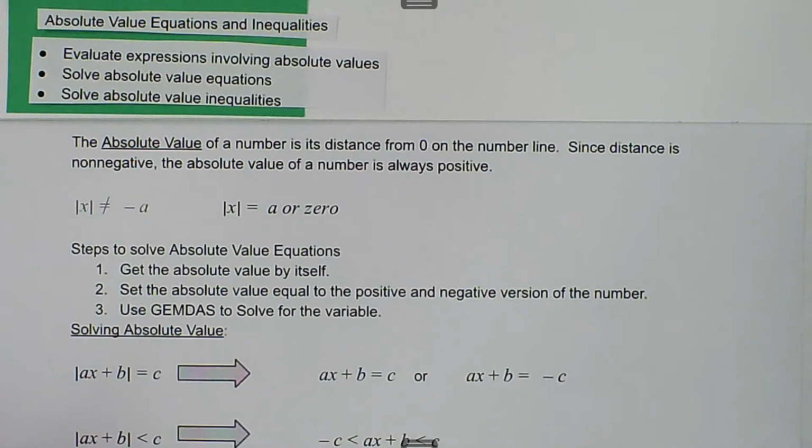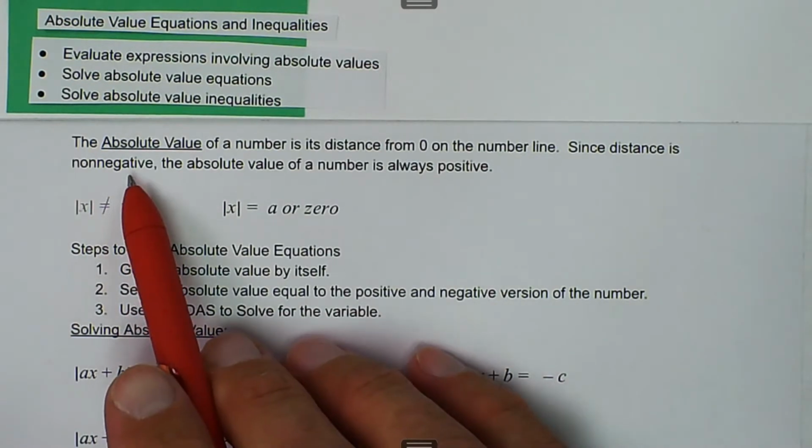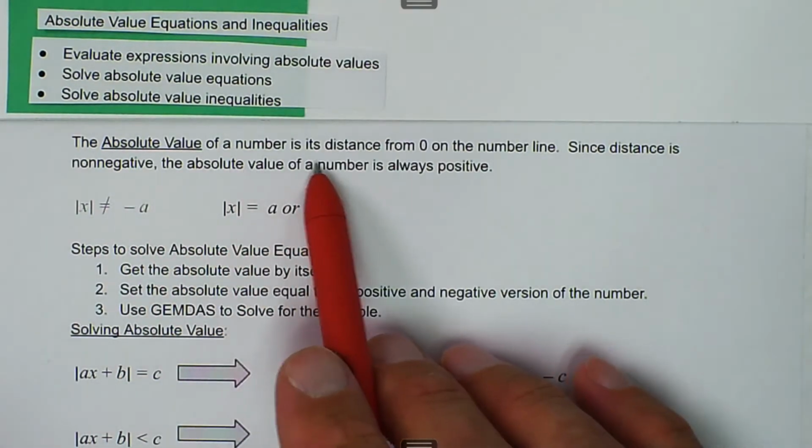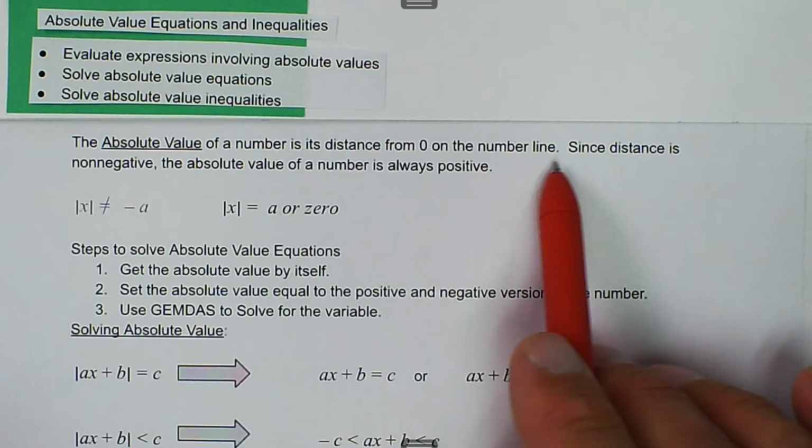We are talking about absolute value equations and inequalities, and we want to evaluate expressions involving the absolute value, solve absolute value equations, and solve absolute value inequalities. So we've got a definition. The absolute value of a number is the distance from zero on the number line.